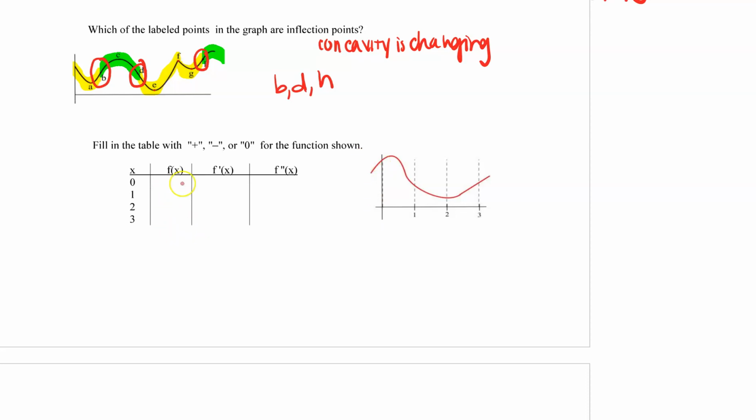So at 0, it's going to be at a positive value. At 1, it's a positive value. And these are just all the y values. Since they're all above the x-axis, these are actually all positive. Then we're going to look at the derivative.